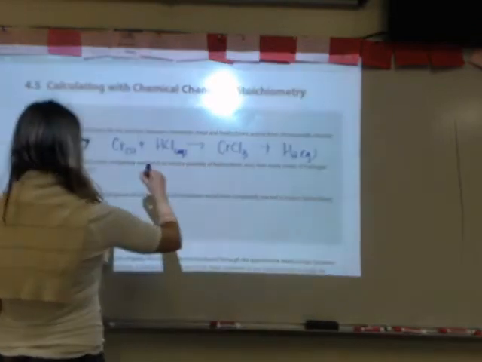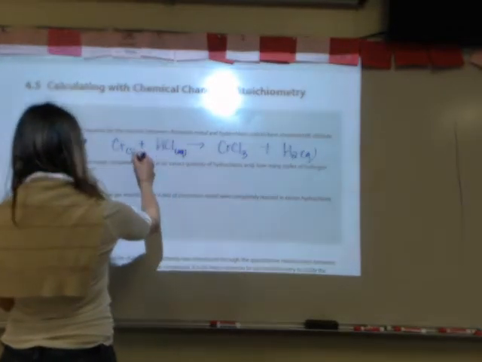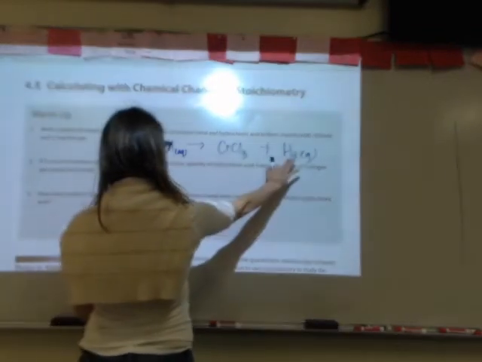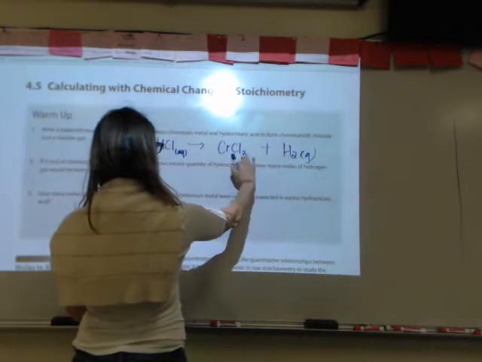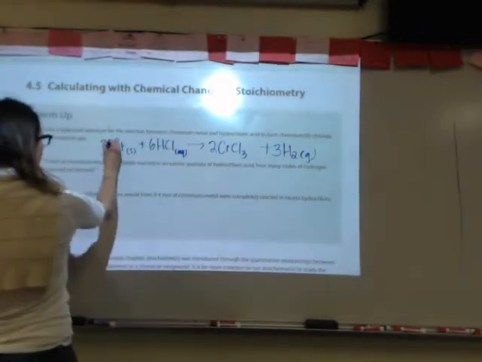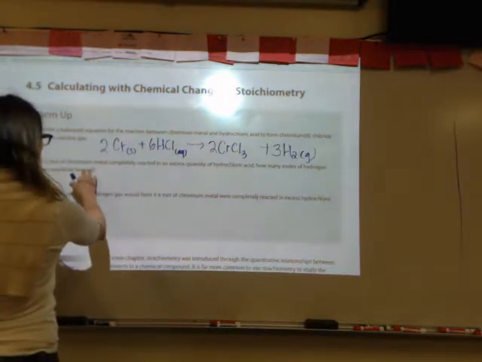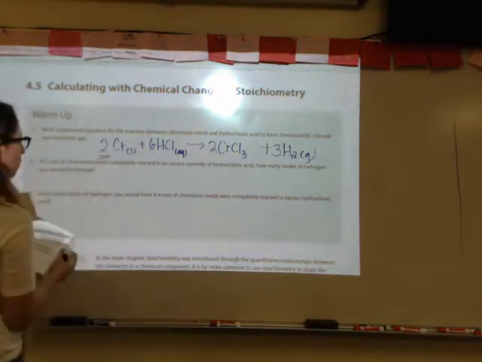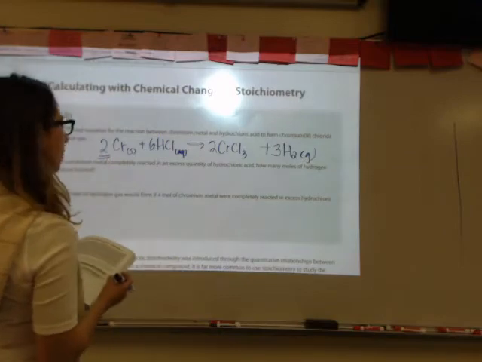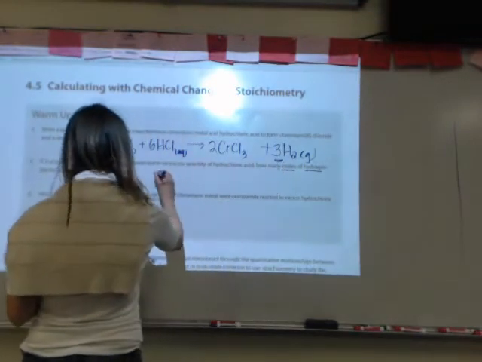Now, this isn't balanced. I need to put a six in front of HCl because chlorine and hydrogen, the lowest common multiple of 2 and 3 is 6. So that would require a 2 in front of CrCl3, a 3 in front of H2, and then I need a 2 in front of Cr. And it says if 2 moles of chromium metal completely reacted, so here are my 2 moles of chromium metal, in an excess amount of hydrochloric acid, meaning I have more than enough hydrochloric acid, how many moles of hydrogen gas would be formed? Well, it would be 3 moles because I would use that coefficient.